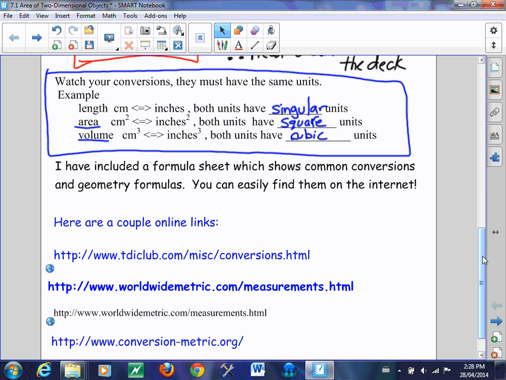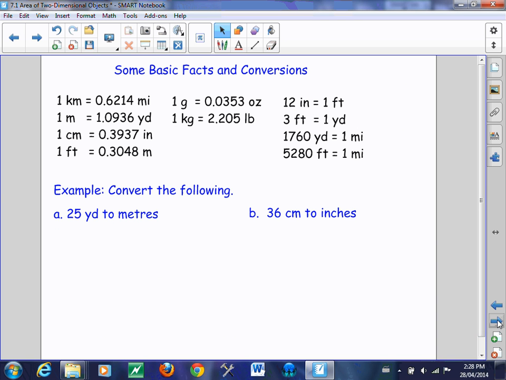Here I have included a formula sheet which shows you common conversions and geometry formulas, so you can easily find them on the internet. Here are some links, ladies and gentlemen, if you want to check them out, or just know that they're highly accessible wherever you go.